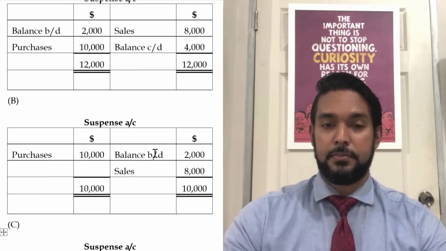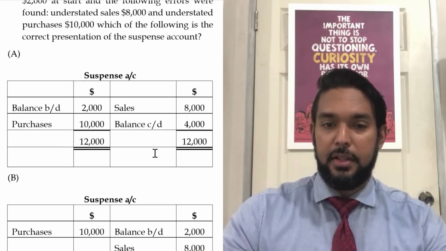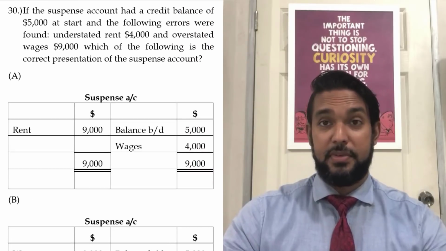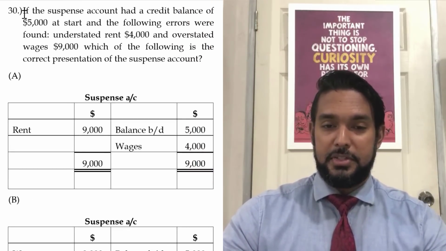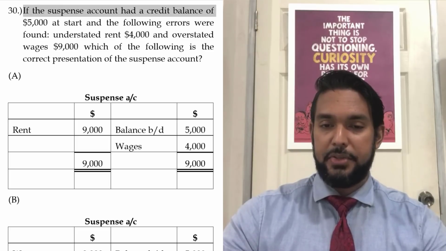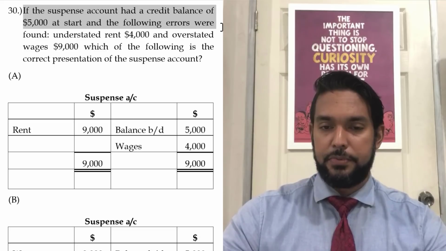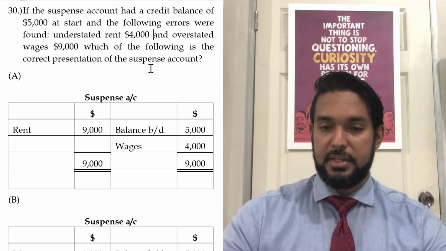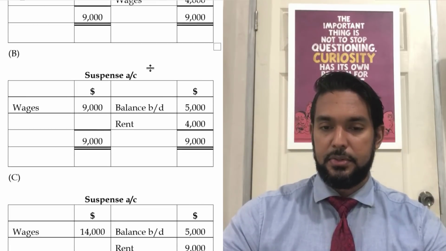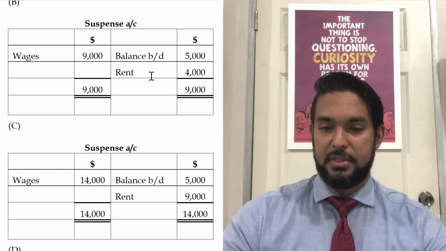Pretty bright. All right, and the last question, let's go across to number 30 and hopefully I don't give myself too much work in editing to do. Let's see, so if the suspense account had a credit balance of 5,000 at start, and the following errors were found: understated rent and overstated wages, which of the following is the correct presentation? So credit balance at start, so I'm seeing credit balances at start for all of them.